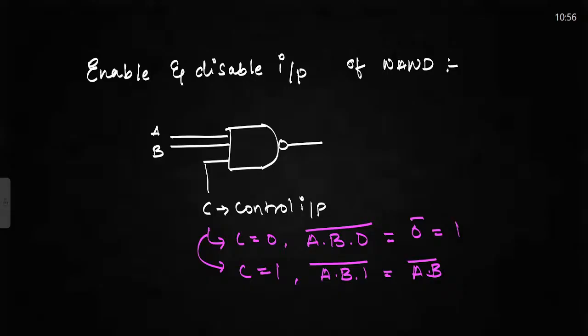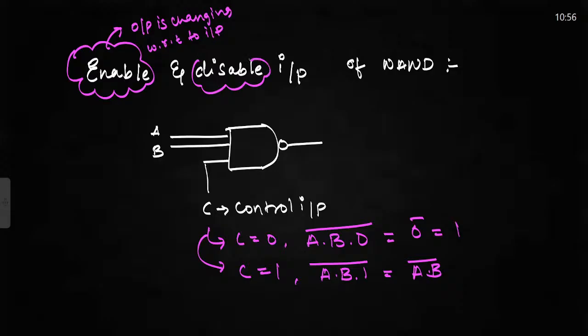So what does enable input mean? Enable input means that if my output is changing with respect to input, then that is enable input. Disable means that my output is not changing with respect to input. So that is enable and disable input.